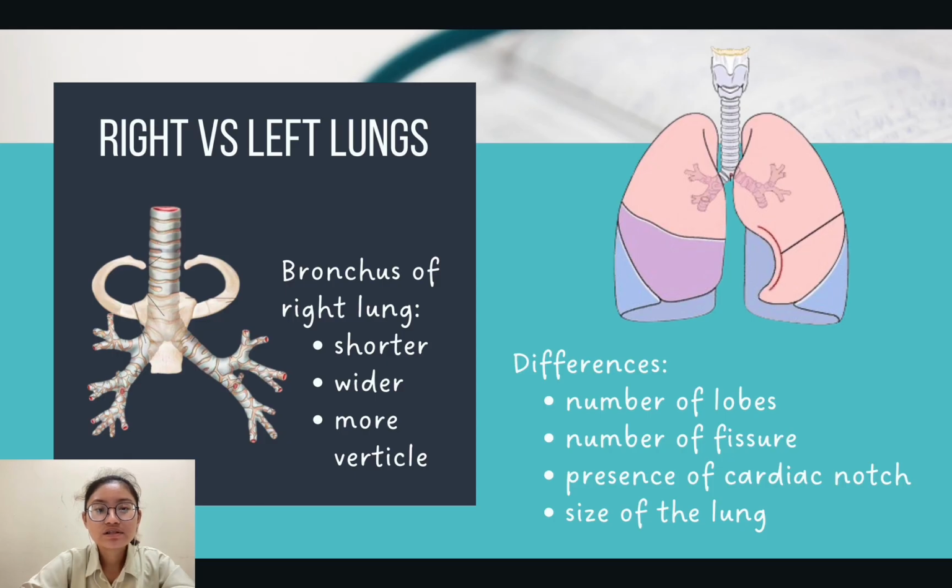There are some differences between the right and left lungs. The first difference is that the bronchus of the right lung is shorter, wider, and more vertical compared to the left lung. The other difference is that the right lung has 3 lobes while the left lung only has 2 lobes. Thus, the right lung has 2 fissures while the left lung only has 1 fissure. There is also a cardiac notch present on the left lung, so it is said that the left lung is slightly smaller compared to the right lung.